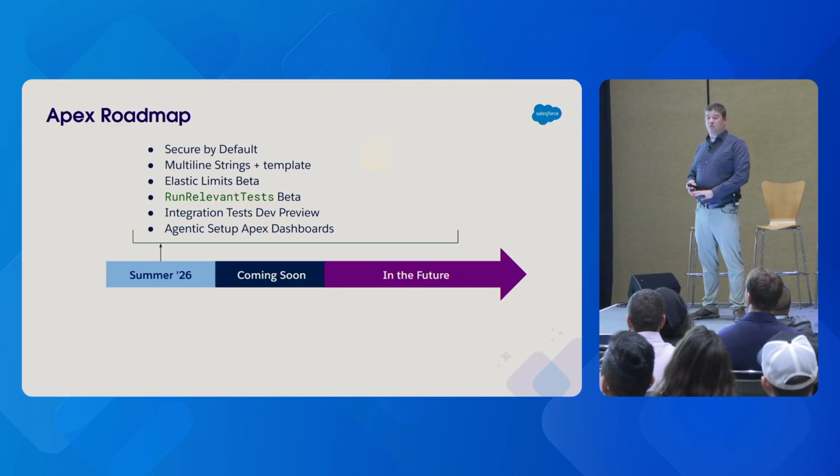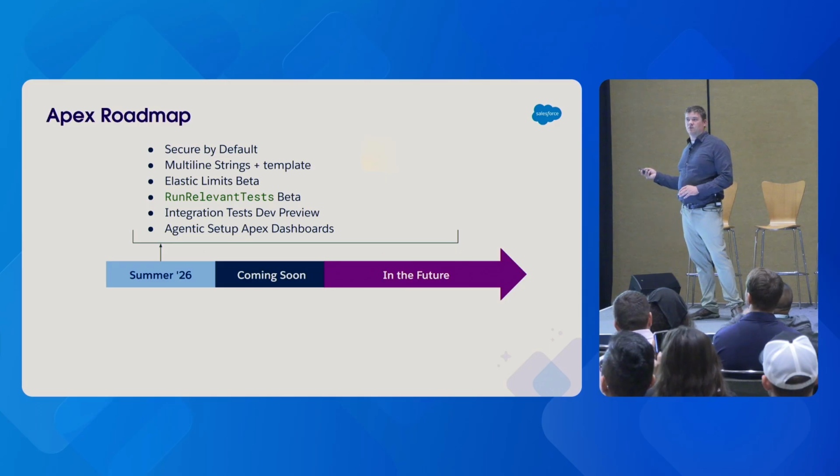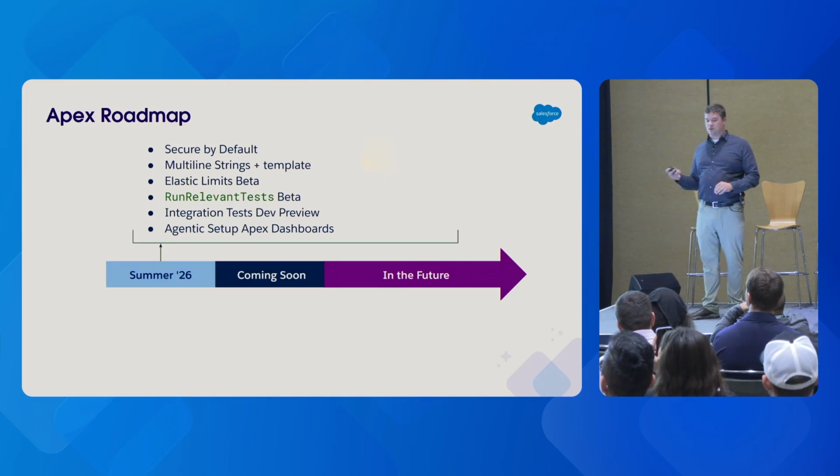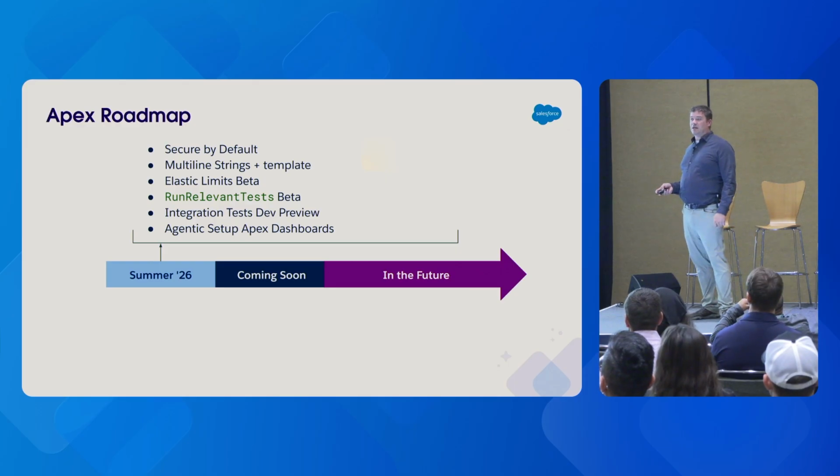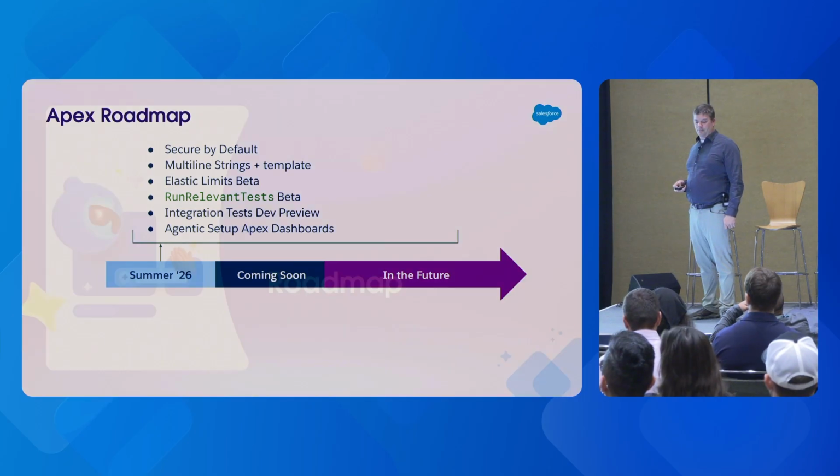Again, our existing run relevant tests beta, we'd love your feedback about trying that out, what sort of improvements you see, what sort of challenges you see. And then we've got our new integration tests for doing those larger deployments between, like, agents and Data 360. And then we've got our new agentic setup dashboards to help monitor the state and the health of the Apex in your org.